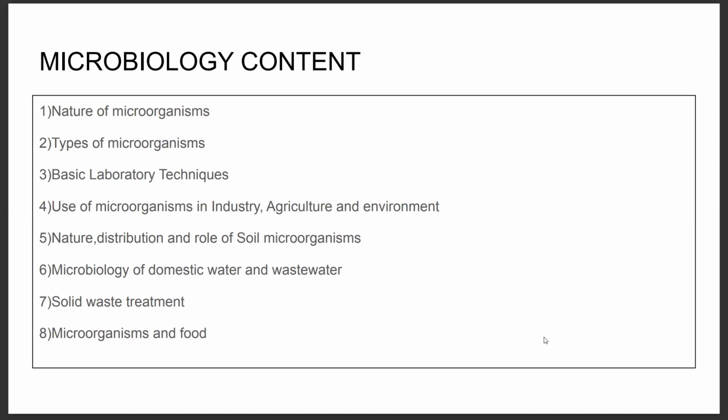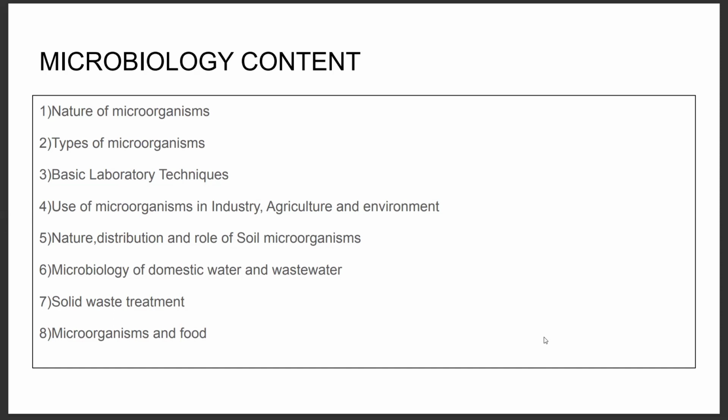The second part is types of microorganisms, right? Even from grade 6, you have learned different types of microorganisms. So in this lesson, we are going to learn about bacteria, then fungi, then unicellular protists, then viruses, viroids, prions, like that. Then part 3, basic laboratory techniques, right? This includes sterilization methods, a lot of practical parts. And section number 4, use of microorganisms in industry, agriculture, and environment.